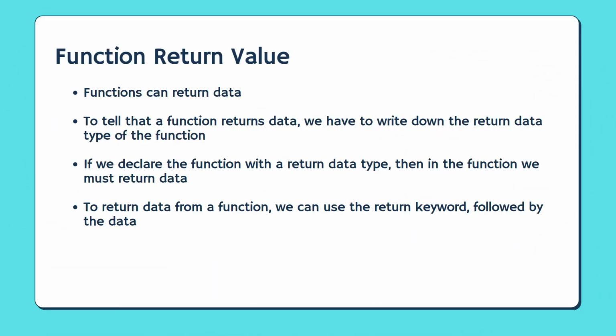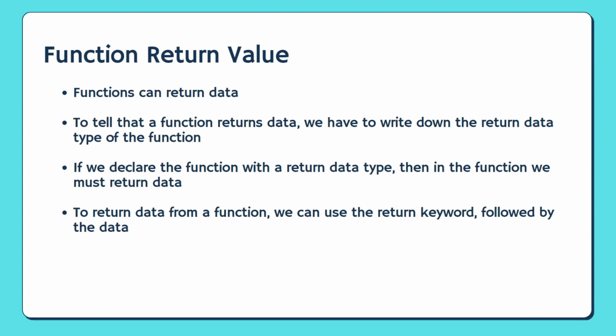Function return value. Functions can return data. To tell that a function returns data, we have to write down the return data type of the function. If we declare the function with a return data type, then in the function we must return data. To return data from a function, we can use the return keyword followed by the data.